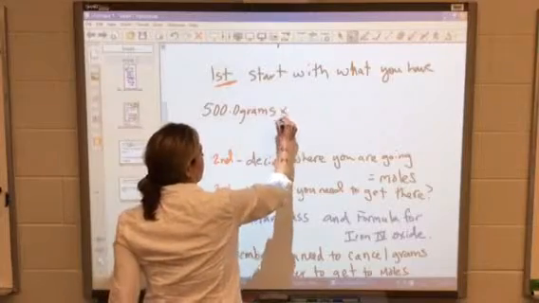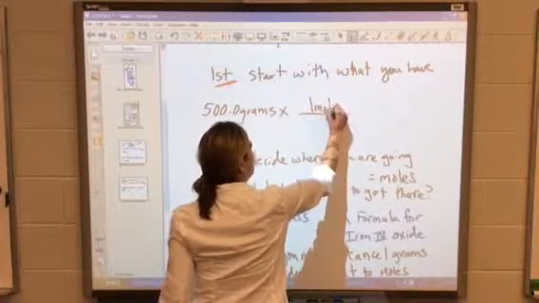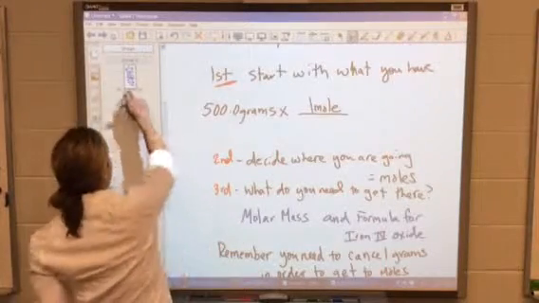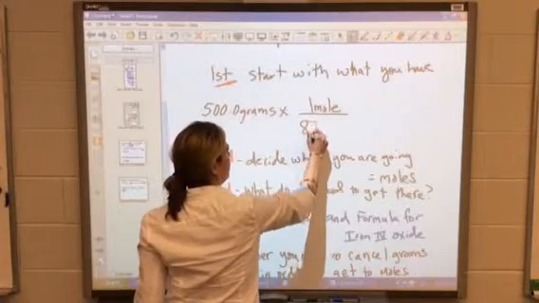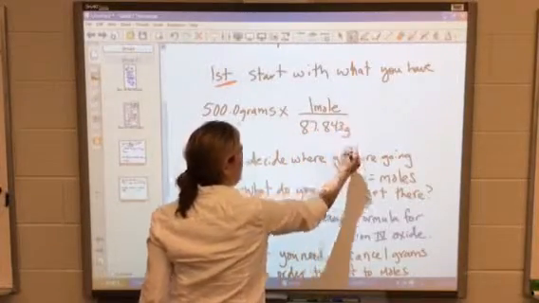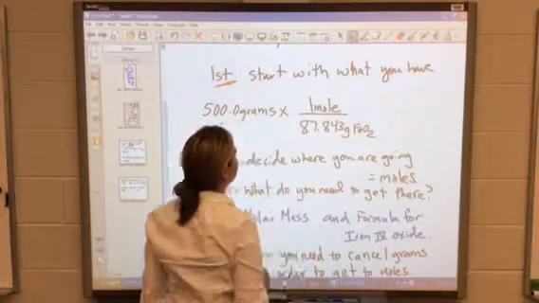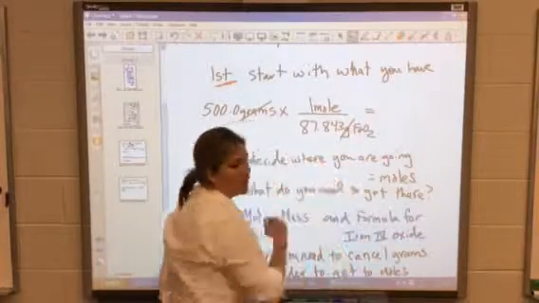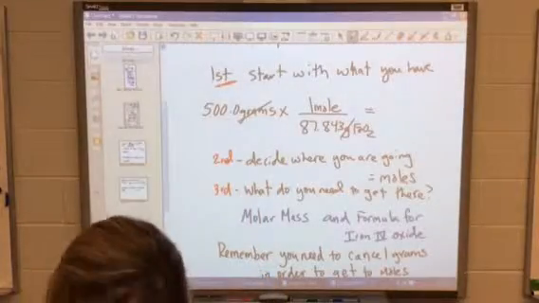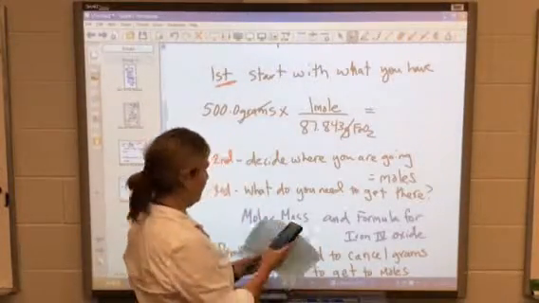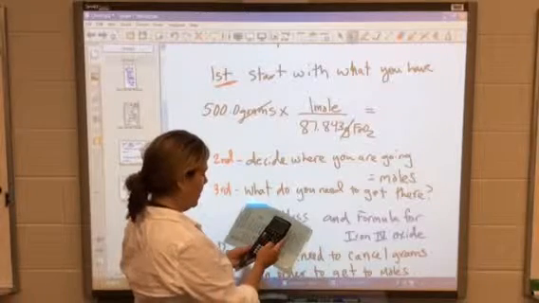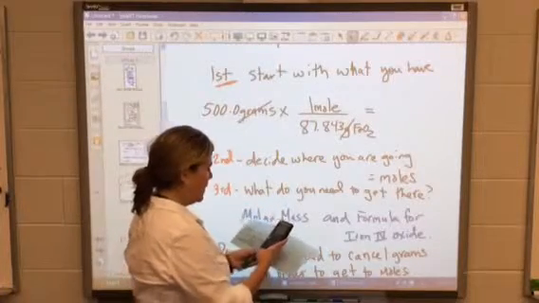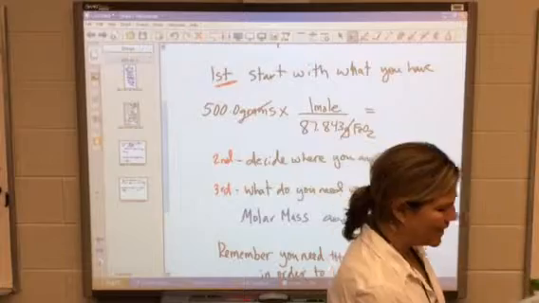We have 500 grams. 1 mole is equal to how many grams of this iron oxide? Well, we already figured this one out. Back here, remember, we said it was 87.843 grams of FeO2. So now we simply cancel out grams, and plug this into our calculator. What we're going to do is say 500.0 divided by 87.843. That equals 5.6919.